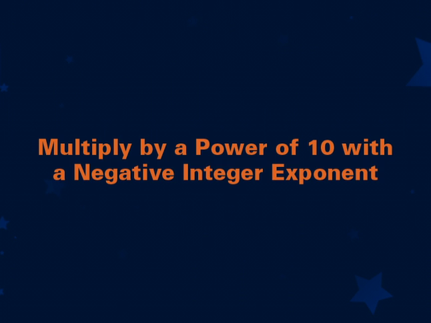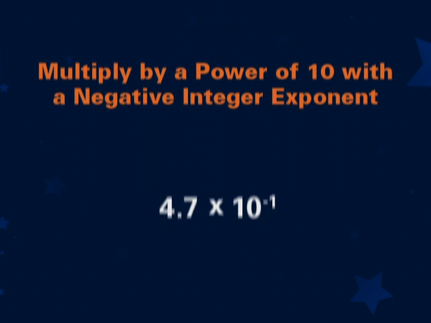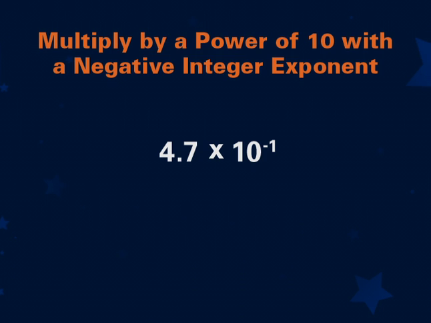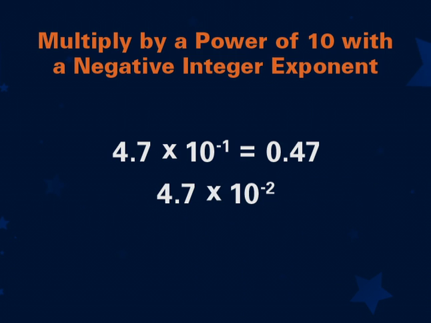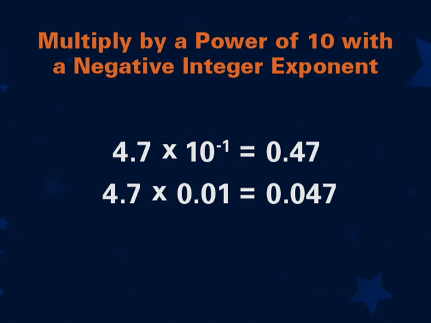Why, thank you, Zio. Okay, what is 4 7/10 times 10 to the negative first power? 10 to the negative first power is 1/10. 1/10 times 4 7/10 is 47/100. How about 4 7/10 times 10 to the negative second power? That would be 4 7/10 times 1/100. That equals 47 thousandths.